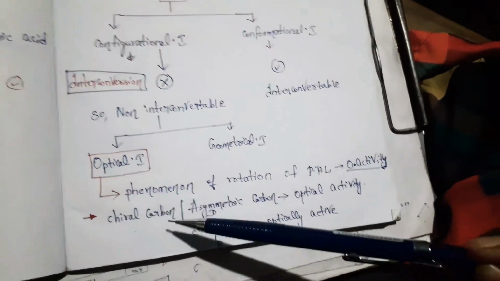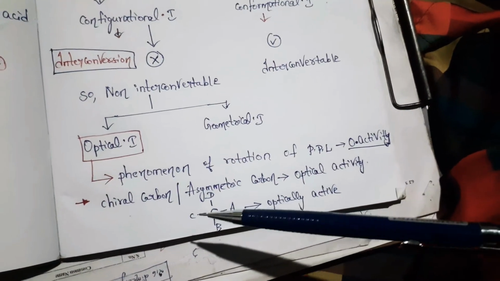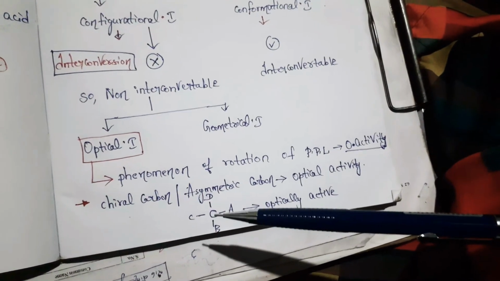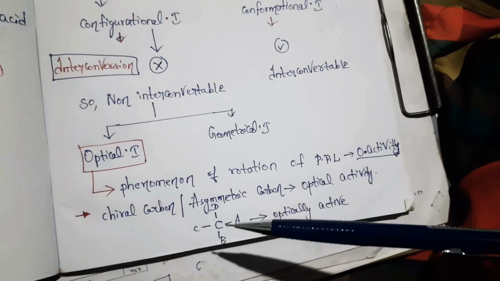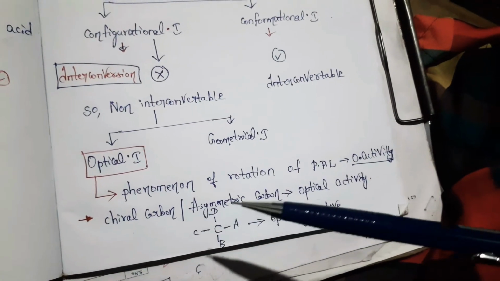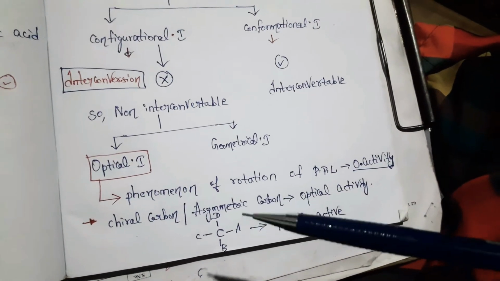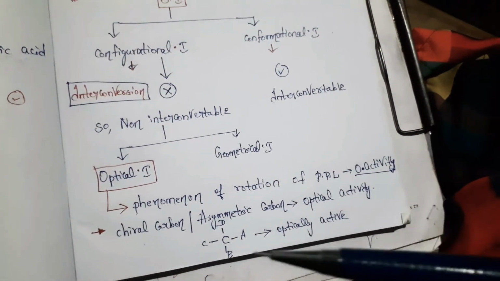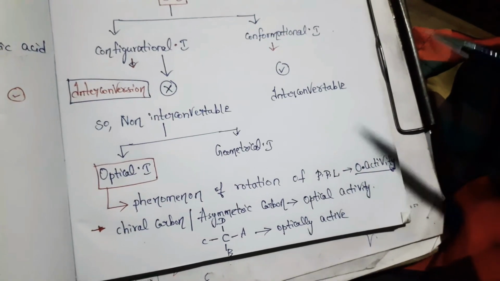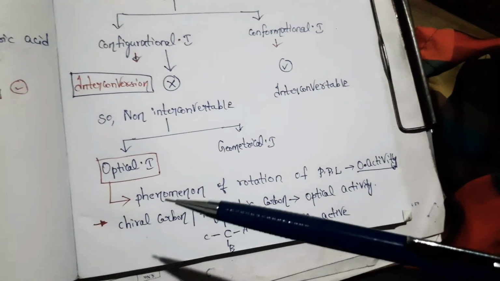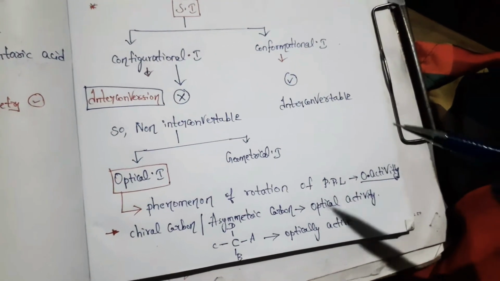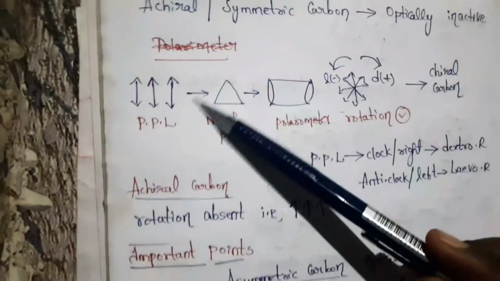See, chiral carbon: we know that the carbon to which four different substituents are attached is called chiral carbon or asymmetric carbon. Compounds containing chiral or asymmetric carbons exhibit optical activity, and these compounds are called optically active compounds. And vice versa, achiral carbons or symmetric carbons don't exhibit optical activity, that means they are optically inactive.